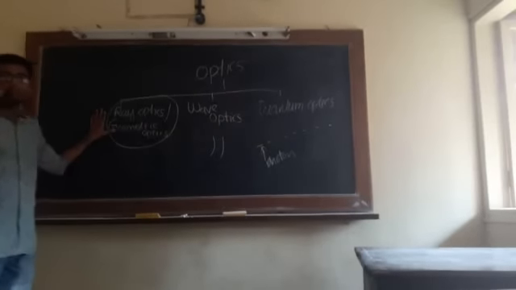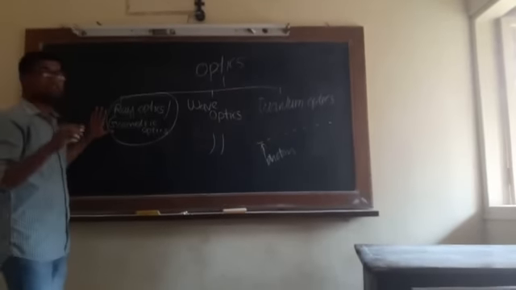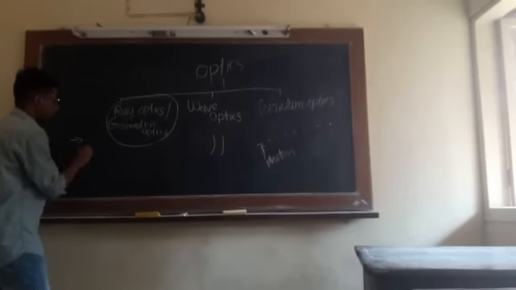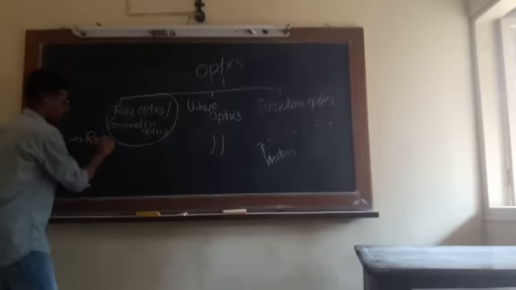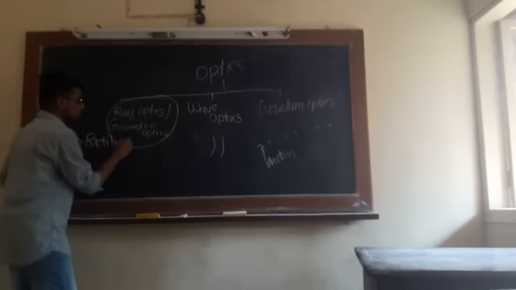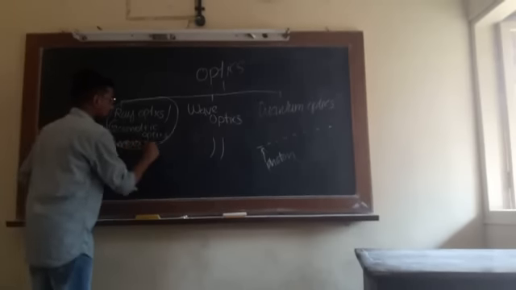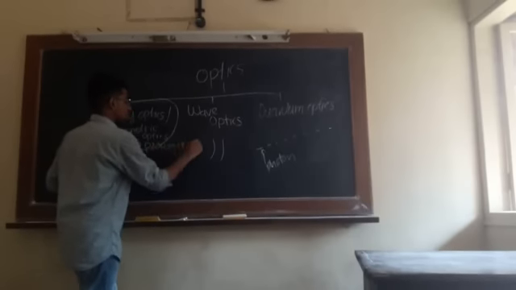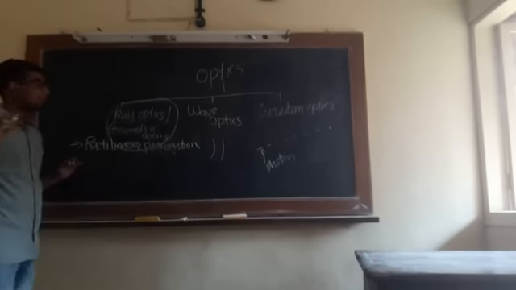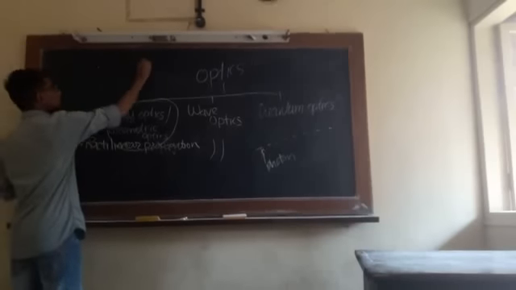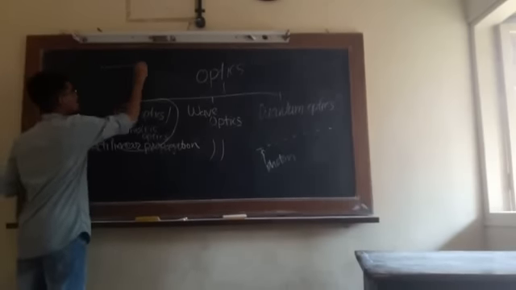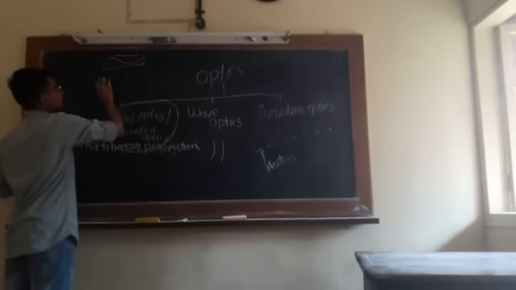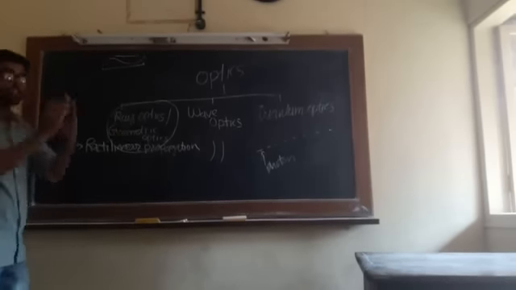So there are 3 points on which ray optics is based. The first is rectilinear propagation of light. It means light will travel from one point to another point in a straight line. It will not travel like this or that. It will travel in a straight line.